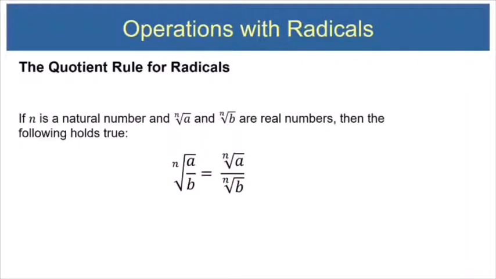Now let's talk about the quotient rule for radicals. So just like we had a quotient rule for exponents, we have a quotient rule for radicals. If n is a natural number, so n is our index, so n can be any positive whole number, and the nth root of a and the nth root of b are real numbers, then we have this quotient rule. The nth root of a over b can be written with two radicals, so that you have nth root of a divided by nth root of b. So basically what we're saying here is that if you have a fraction under a radical, you can split that up and have a radical for the top and a radical for the bottom.